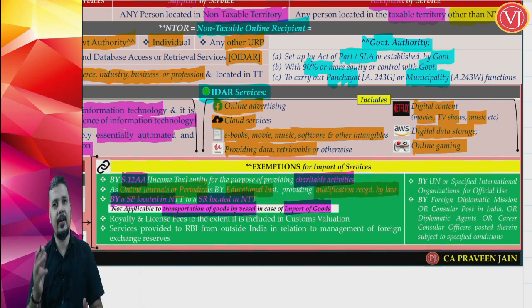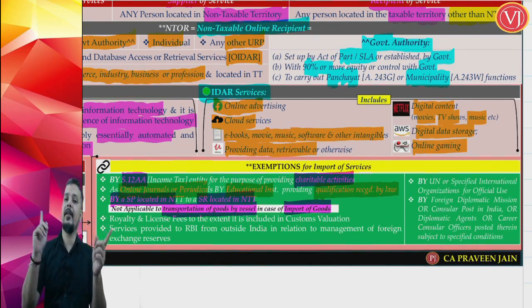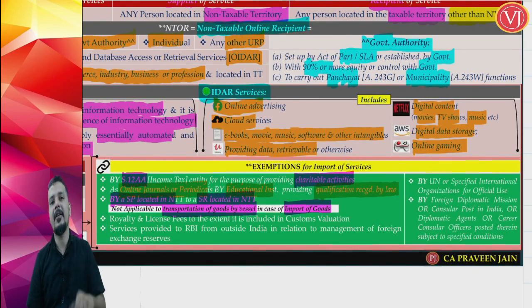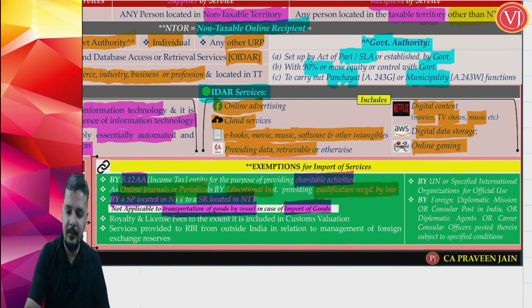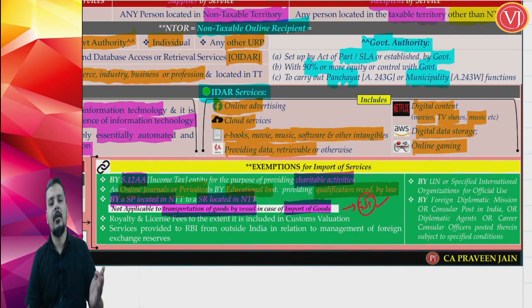Second exemption is recipient is educational institution category B, that is for providing a qualification recognized by Indian law, and it is receiving online journals and periodicals. Third is provider non-taxable territory, recipient non-taxable territory, exempt. But this will not be applicable. There is no exemption. Exemption will not be there, means GST will be there for a particular service, transportation of goods by vessel at the time of import of goods.